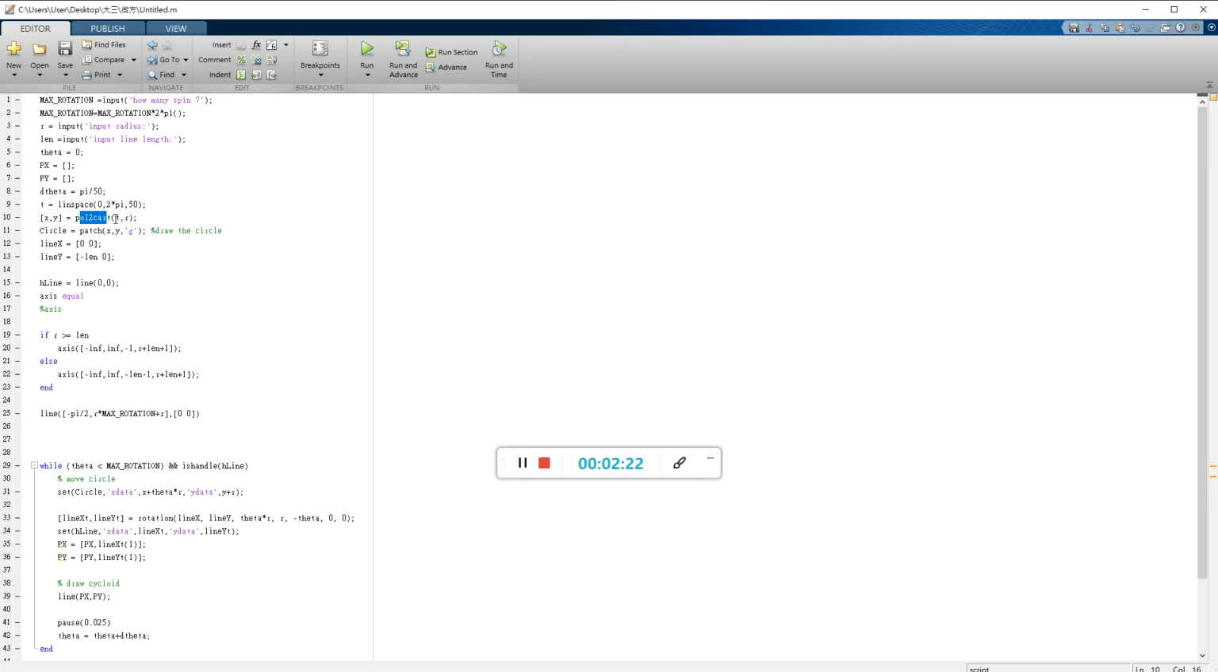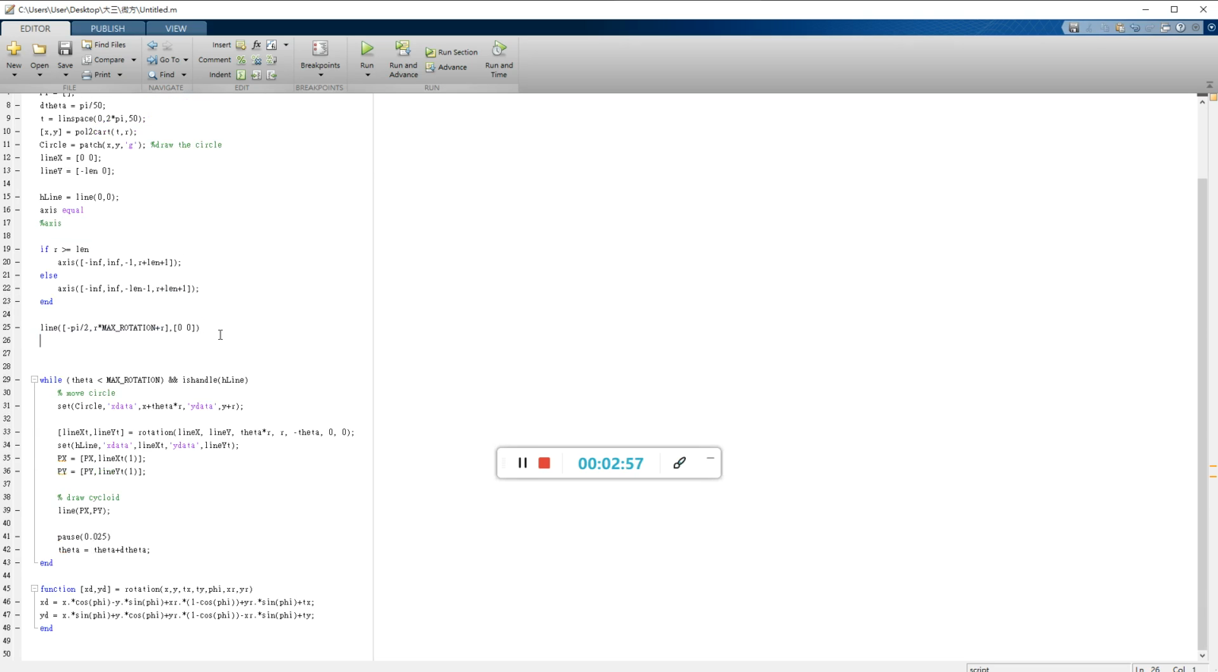Pol2cart here creates the region that I need for creating the circle. And patch here, since I used pol2cart, I created a circle region and use patch. Patch with 'g' means that I created a green object. You can do it like red or blue, it's the same. Line X and line Y is where I started the line.